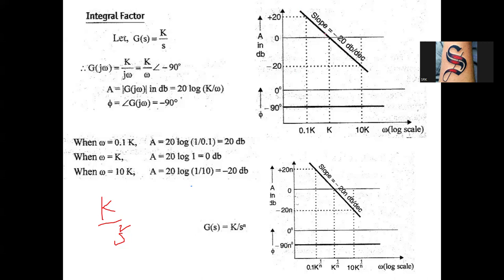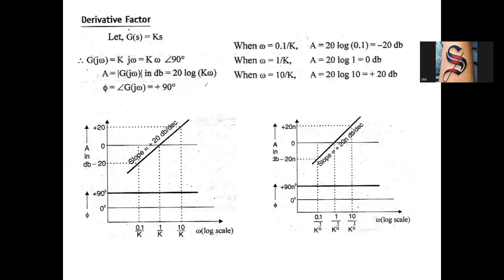the end point with a slope change of minus 20 decibels per decade. Okay, let's see the next one. Derivative factor. If I take the function, derivative factor means g of s equivalent to ks. I am taking the function now. So already you know what the first step is?